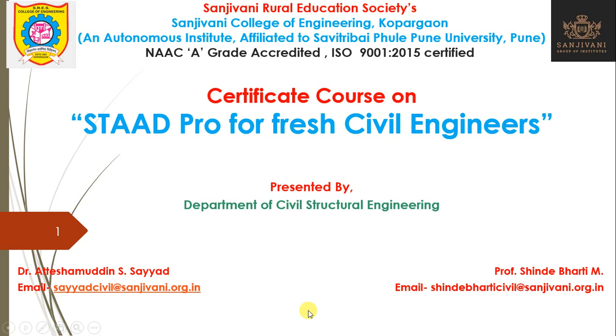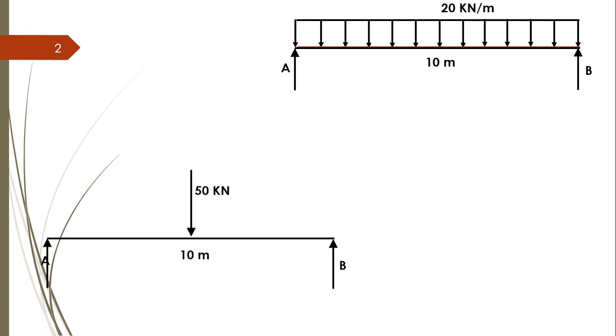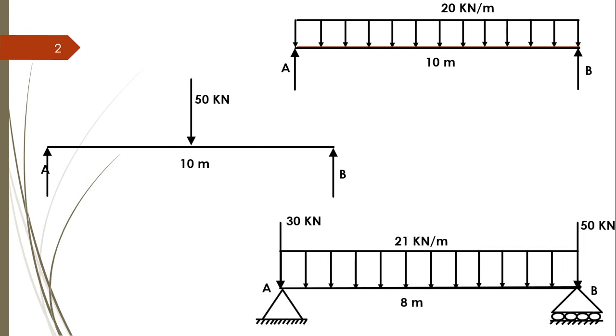In the last video we discussed the analysis of a single span beam, in which we analyzed three different types of beams: first, a simply supported beam subjected to UDL; second, a simply supported beam subjected to a point load; and third, a simply supported beam subjected to a point load and UDL.